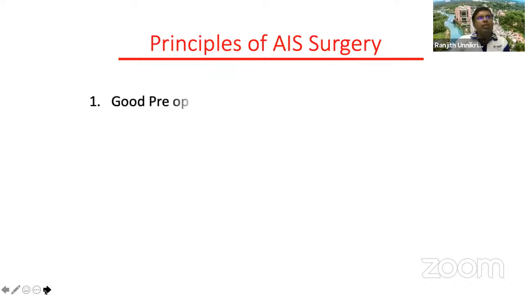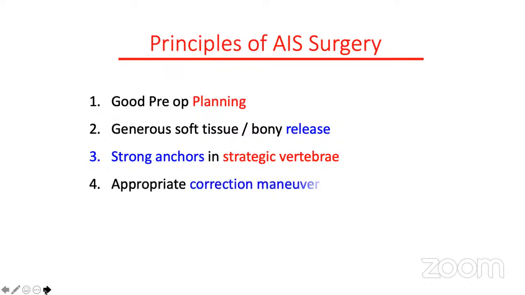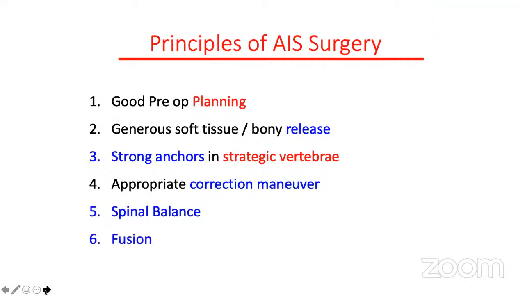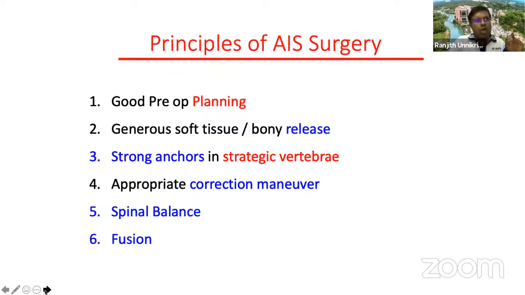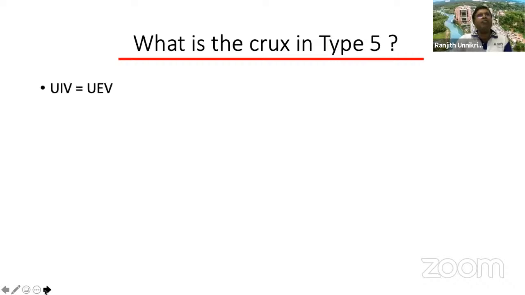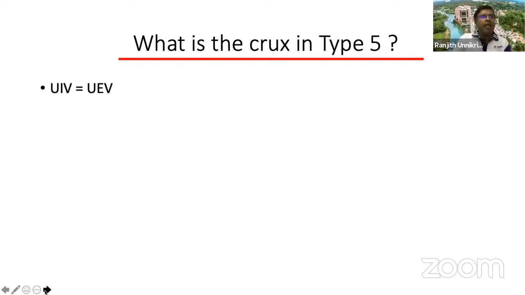Now, just to know these critical points, all the expert speakers already mentioned these things. That is good planning, generous soft tissue and bony release, strong anchors on strategic vertebrae, a very appropriate correction maneuver, and trying to restore the sagittal balance, and most important, achieving a solid fusion. These are the 6 principles of any surgery. Now, what is the crux of what is specific about type 5? Well, the UIV is going to be the UEV. That's more or less clear. So the UEV is the upper end vertebra.